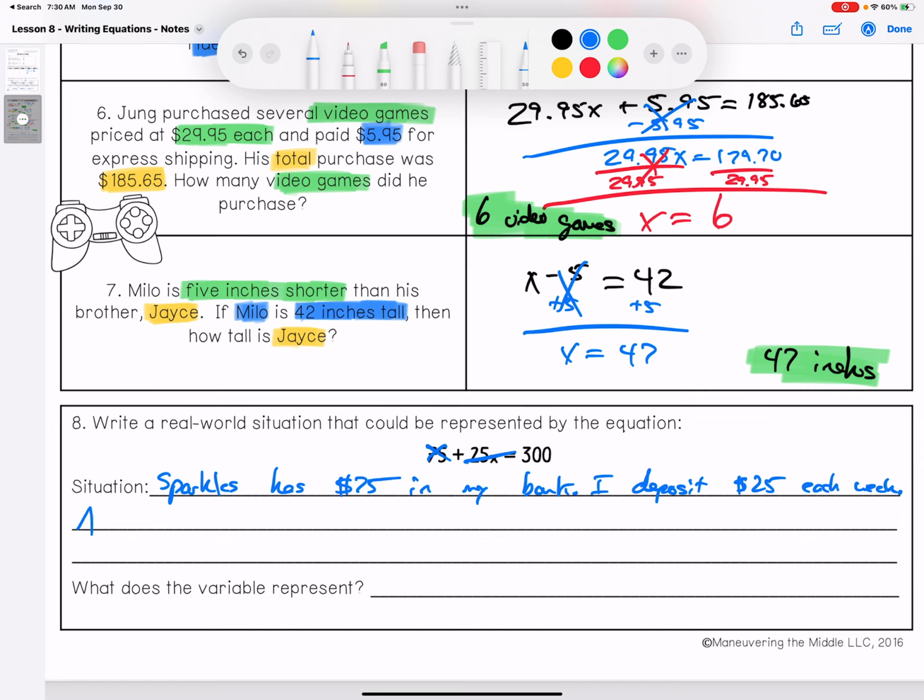And then the question would be, after how many weeks would my account be at $300? And then the variable is the number of weeks.